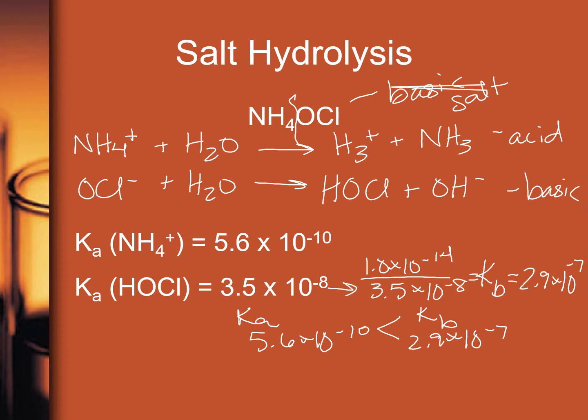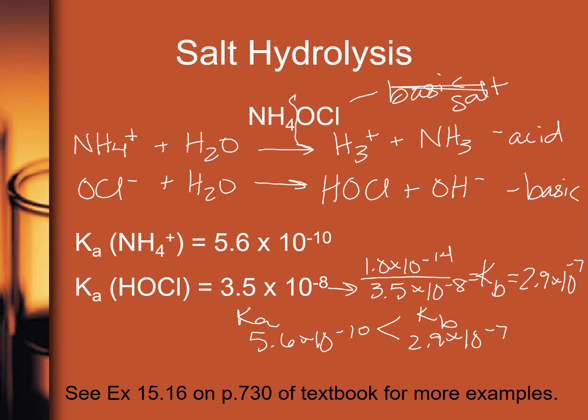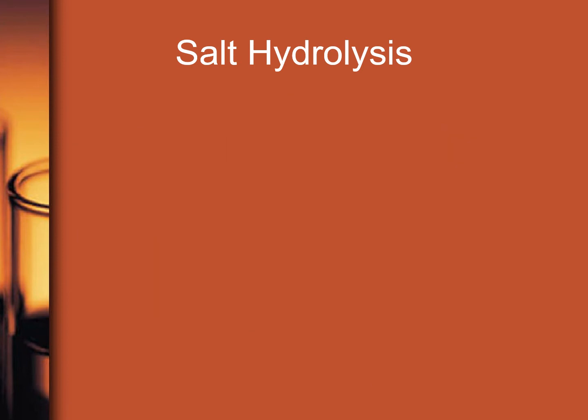So we already talked about if both of them cancel out, it's neutral. If the cation does not cancel and the anion does cancel, it's acidic. The opposite's true if your cation cancels and your anion does not, it's basic. If neither cancel, you need to compare your Ka and Kb values to figure out if it's acidic or basic. There's also other examples on page 730 of your textbook. So if you need additional help with this, check out figure 15.16.